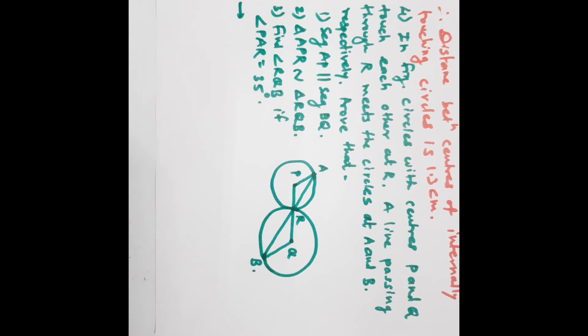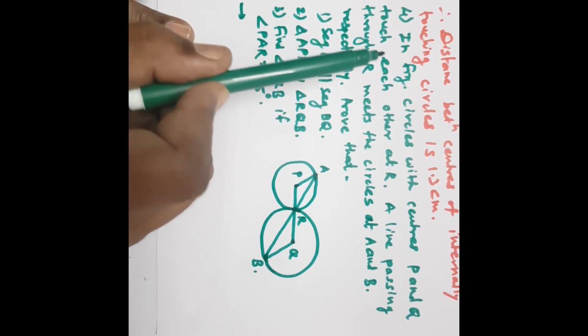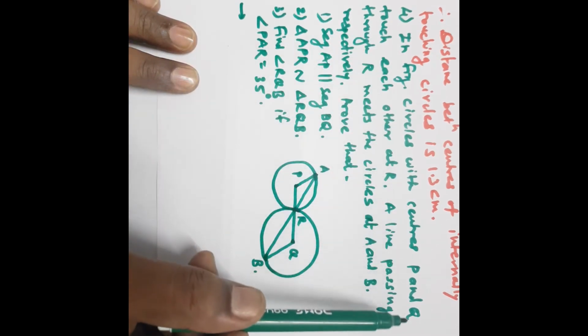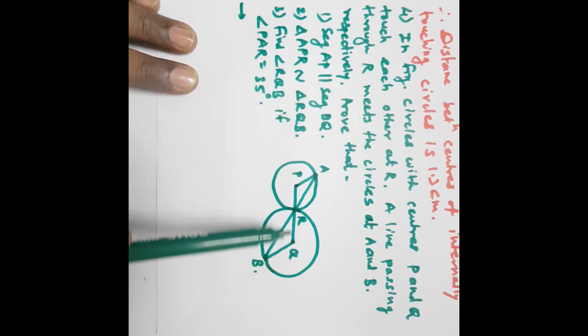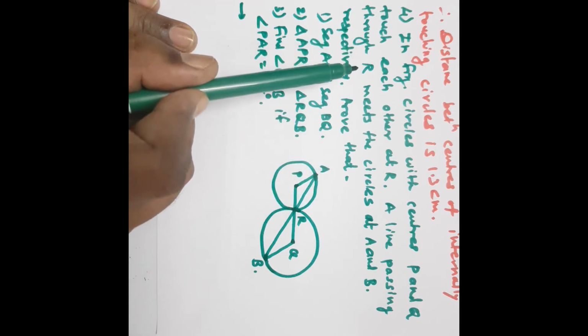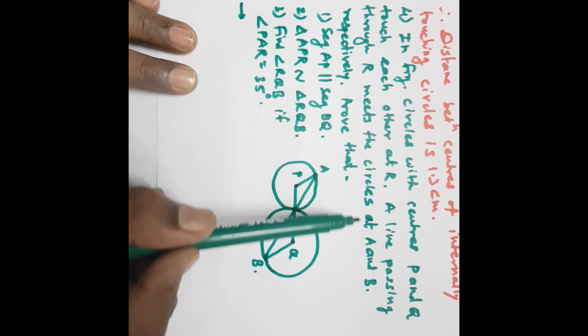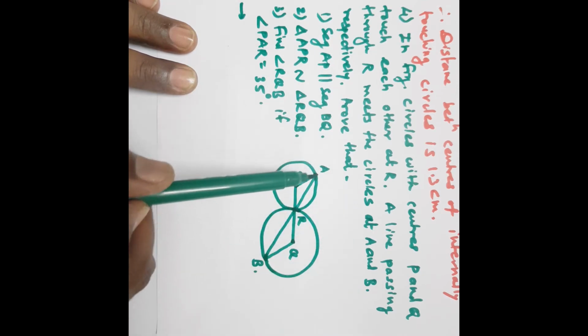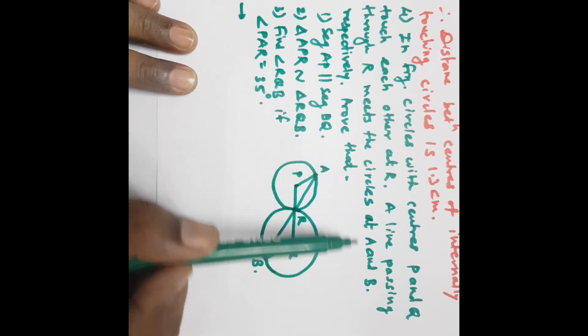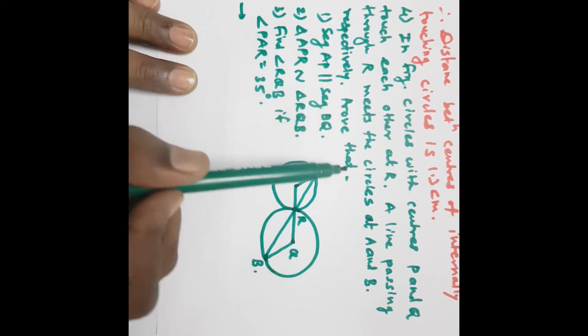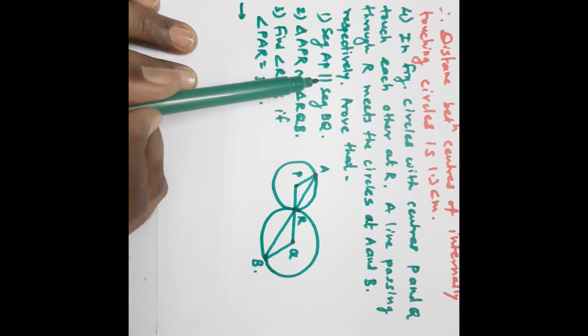See, here we will see another example, example number 4 from practice sheet 3.2. In the figure, circles with center P and Q touch each other at R. Circles with center P and Q are touching externally at point R. A line passing through R meets the circles at points A and B respectively. One line is there, AB. Prove that segment AP is parallel to segment BQ.